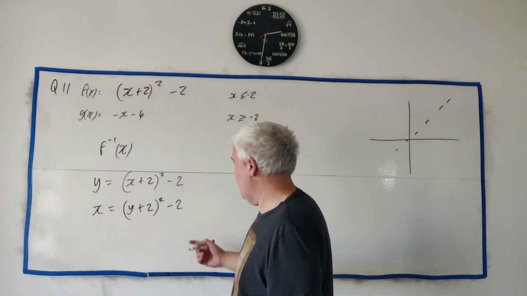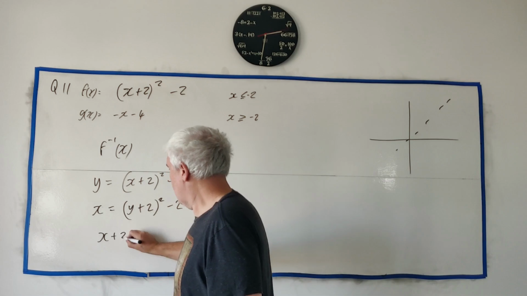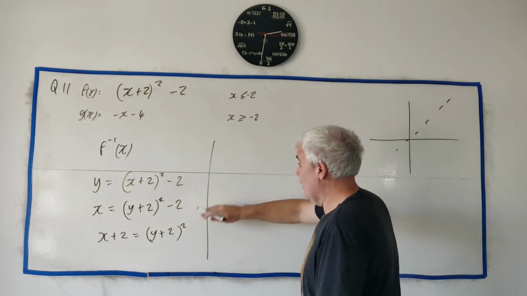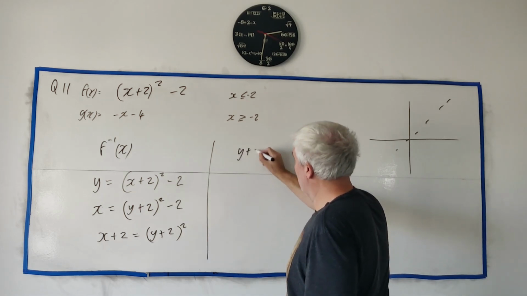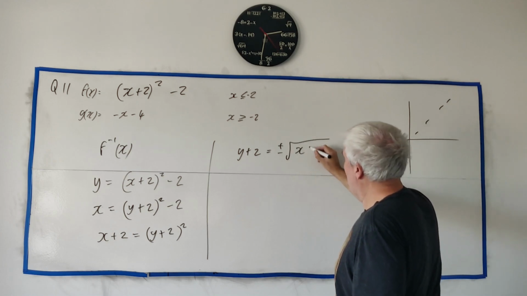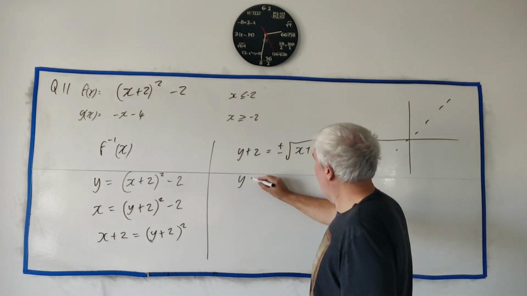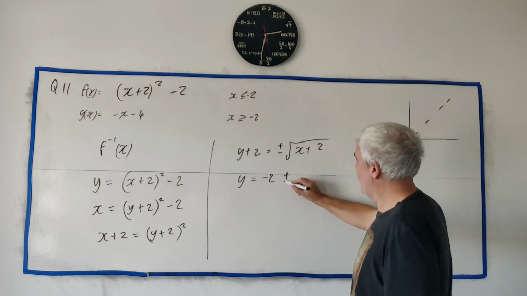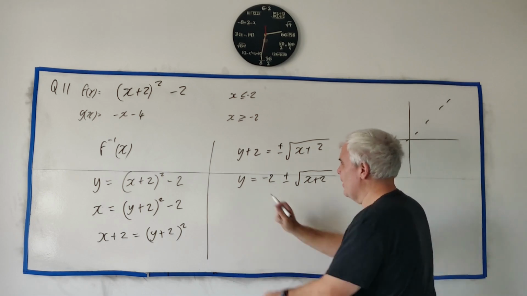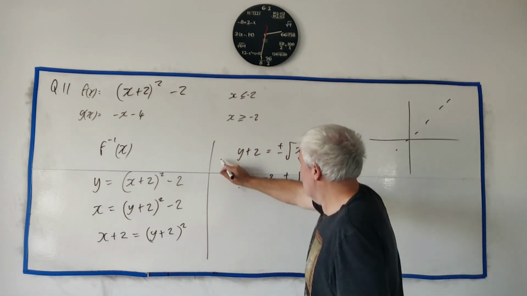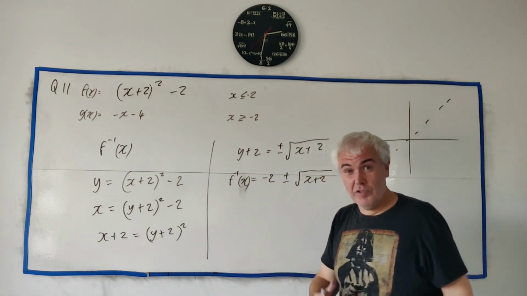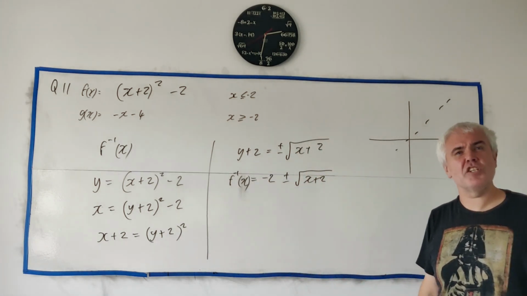So let's try and do that. We add 2 to both sides. We get x plus 2 is equal to y plus 2 squared. We take the square root of both sides. We get y plus 2 is equal to plus or minus the square root of x plus 2. So that is y is equal to minus 2 plus or minus square root of x plus 2. We don't want y to be here. That was just a placeholder. So we replace that now with the inverse of x. This sort of is our answer. We'd get marks. What is it, 3 marks?